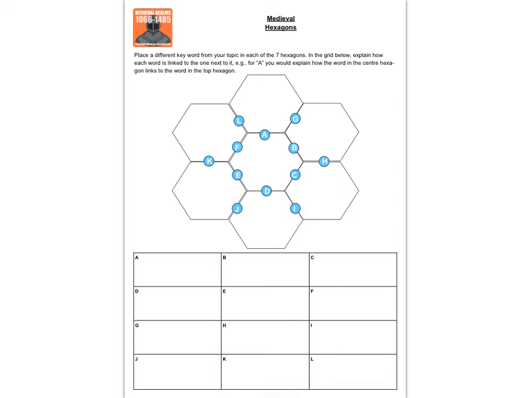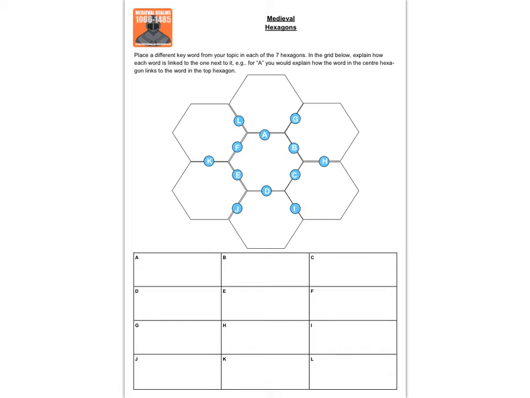By looking at the pictures on the reverse side of this sheet, what students are required to do is put a single keyword into each of these hexagons based upon the pictures that you've already seen. What they then do is explain how they are interconnected.